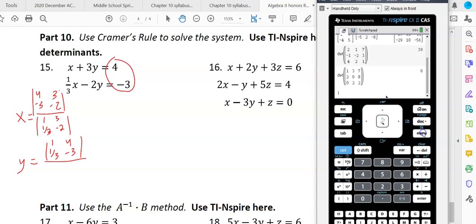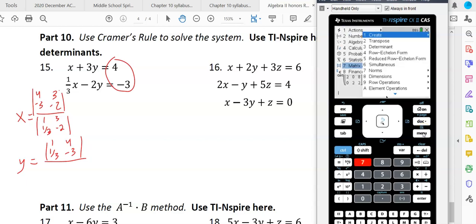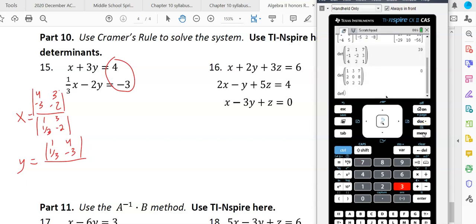If you don't know where determinant is, menu, probably enter matrix, and there it is, number 3 determinant. I want to put a 2 by 2 in there, so I'm just going to do a 2 by 2 template right there. Again, 1, 3, 1/3, and negative 2. It's -3 down there.